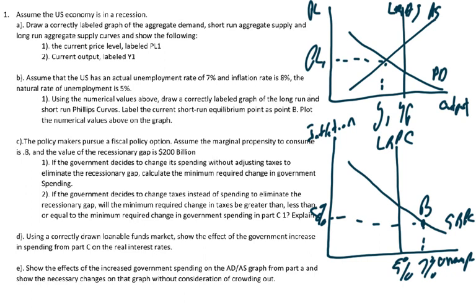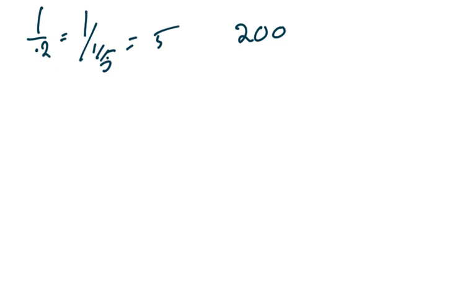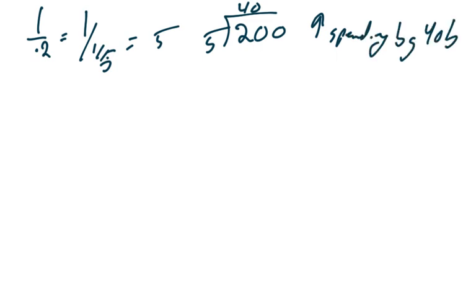So they said that the MPC, I forgot about that. Let me see. MPC is 0.8. So it means my MPS is 0.2, so the multiplier is 1 over 0.2, and that is actually 1 over 1/5, which means my multiplier is 5. I have a gap of 200 billion. Divide that by 5. The answer is going to be increase spending by $40 billion. Right? That is the answer for C1. So C1, there we go.